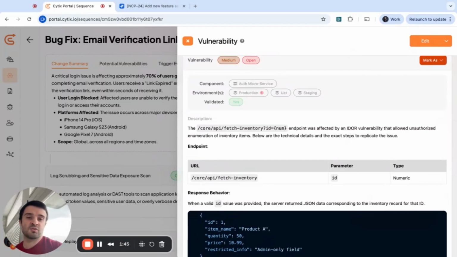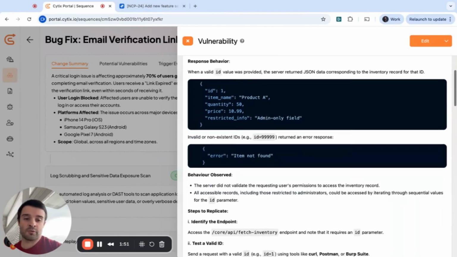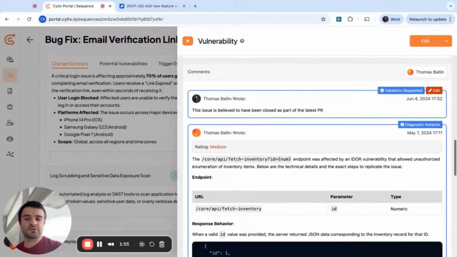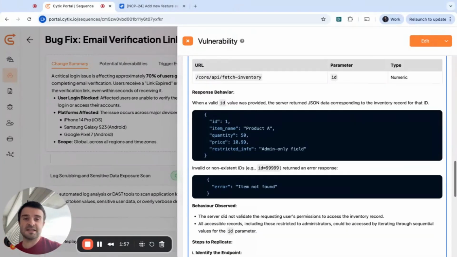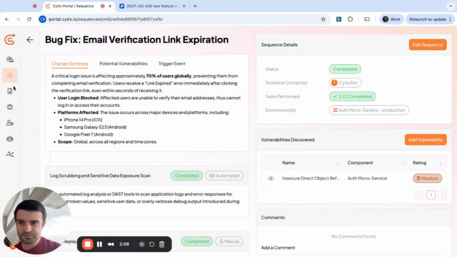The actual information within the vulnerability is much the same as you'd expect from a traditional penetration test. You've got what was found, how it was found, you've got steps to remediate, and you've also got some collaborative capabilities in there too, to be able to work together with the penetration tester who's found that vulnerability so that they can support you through that remediation process.